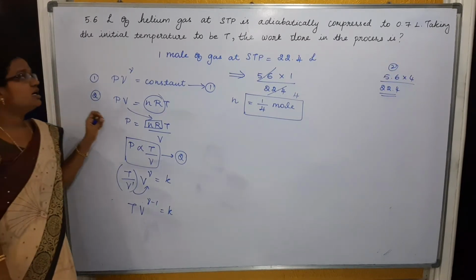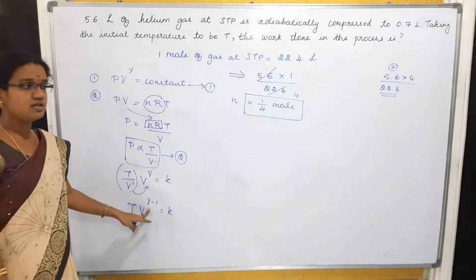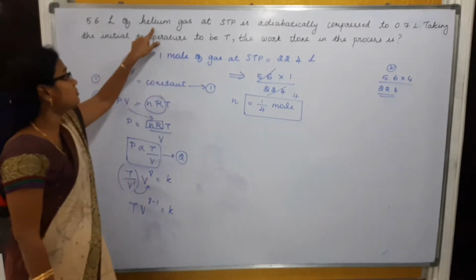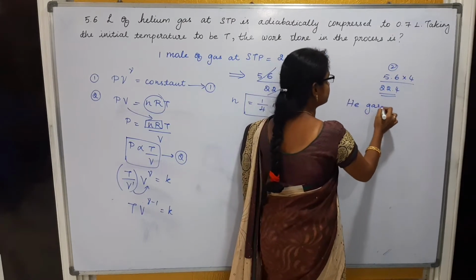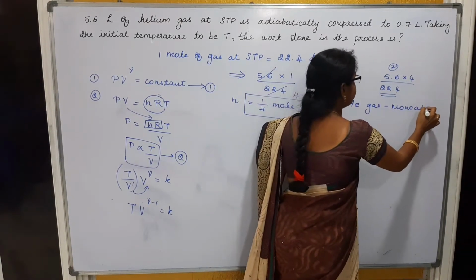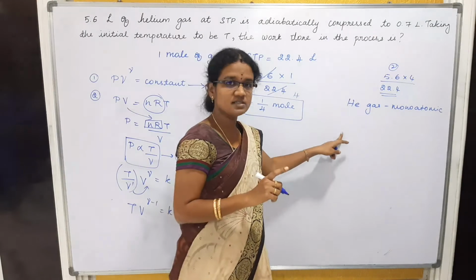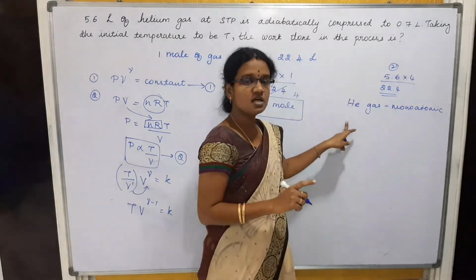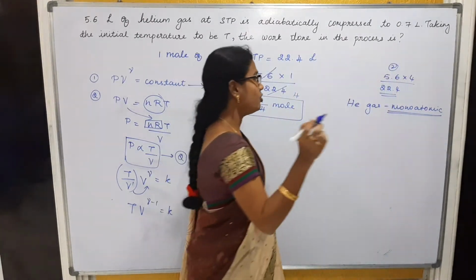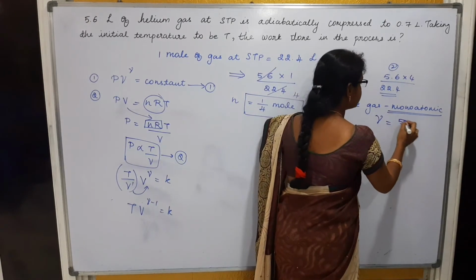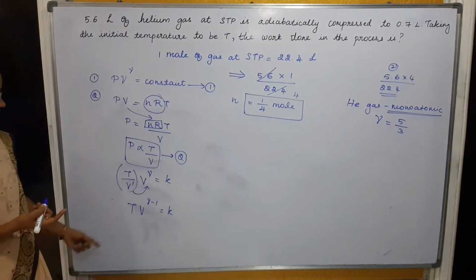We have to note the gamma value for the monoatomic gas. Why monoatomic? Because helium gas is a monoatomic gas, meaning the gas contains only one atom. Since one atom is present in helium, it is a monoatomic molecule. So for monoatomic gas, gamma's value is 5 by 3. We replace gamma with this value.